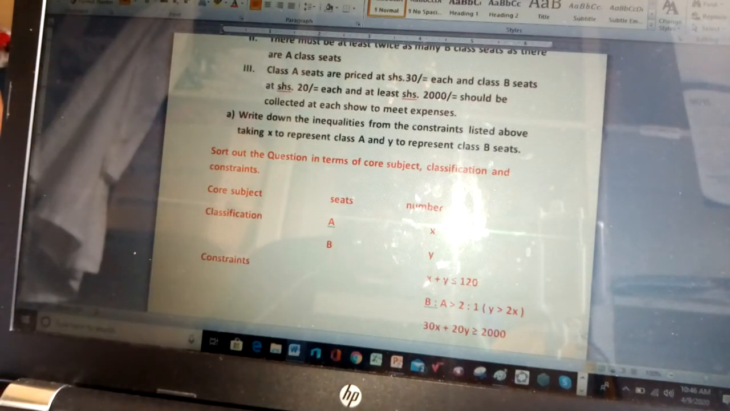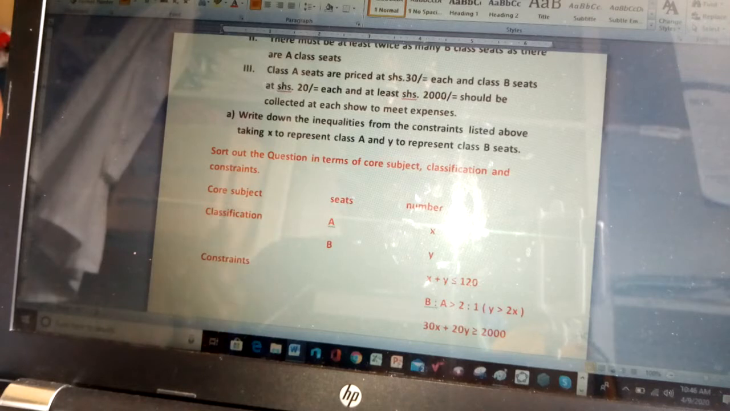So there must be at least twice as many B seats as there are A class seats. Okay, at least twice. So B at the least is twice of A. B is twice of A. That is the key thing. B is twice of A. So somewhere I must have 2x because the number of seats of A is x. So somewhere I must have B greater than 2x.